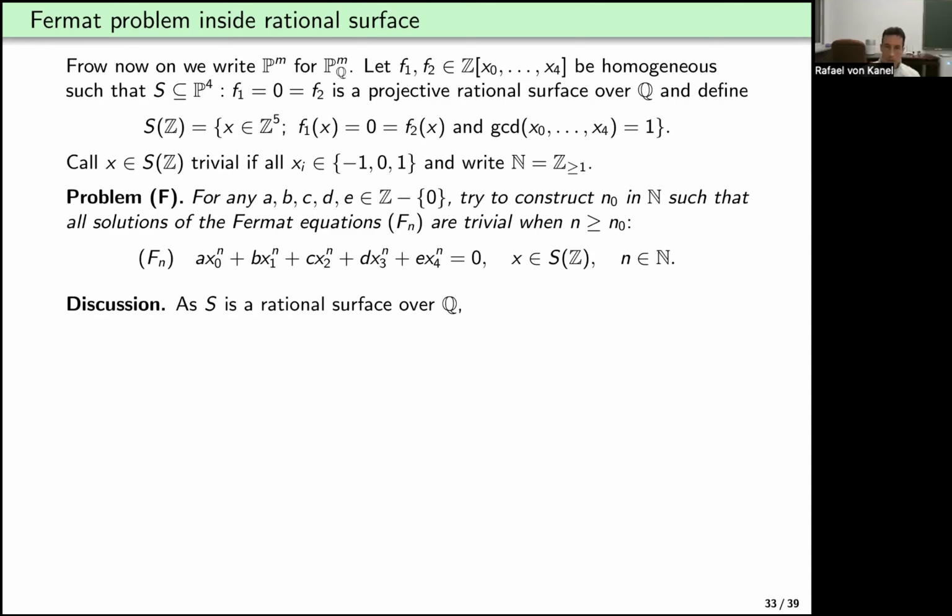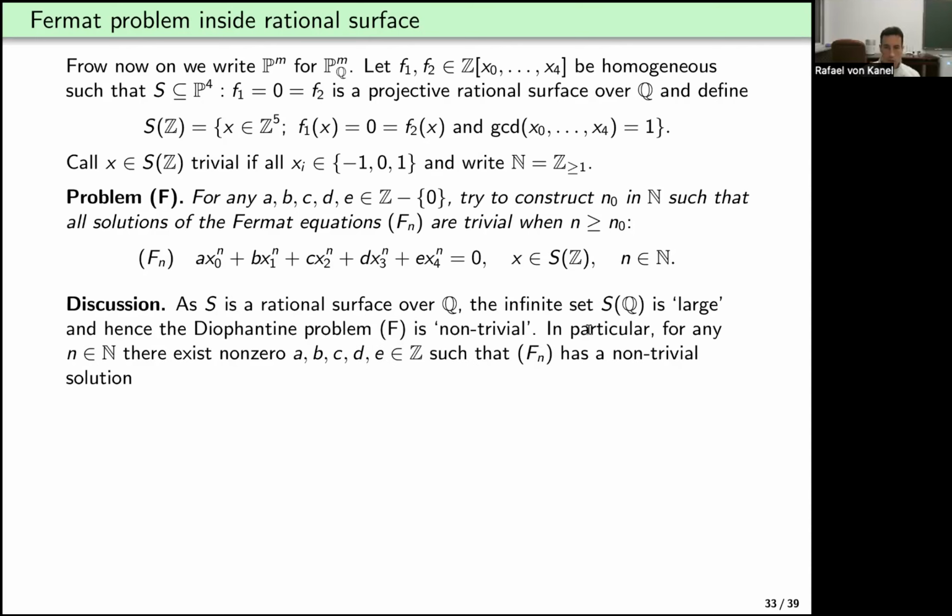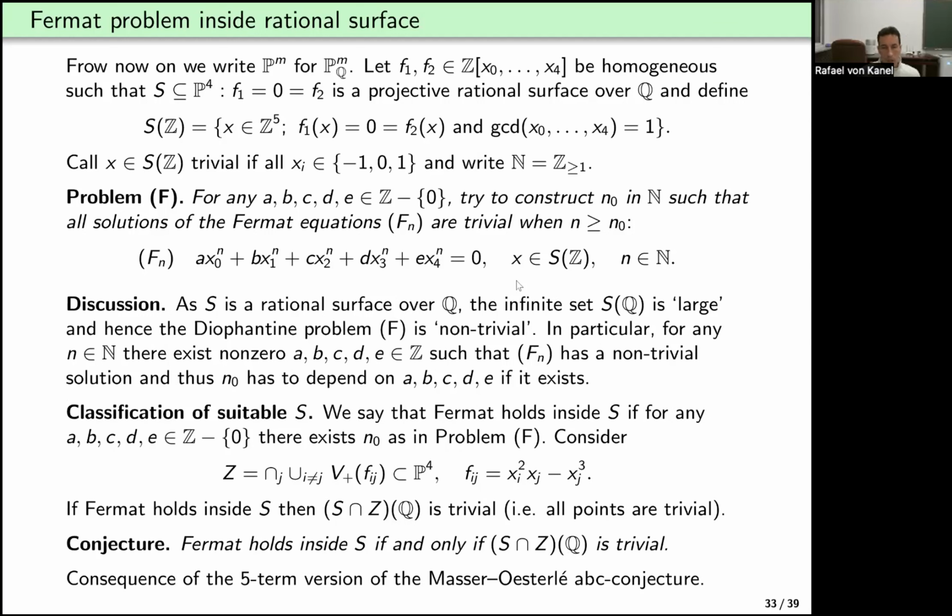And then, for example, one can show, because the set S(Q) is kind of large, that this problem is non-trivial. So one can always construct for each n some coefficients such that this F_n has a non-trivial solution. So this means that n0 has to depend on the coefficients. Then also one can study the problem for which rational surfaces this problem actually makes sense. And using some higher dimensional version of this Masser-Wüstholz ABC conjecture, one can give a conjectural description for the rational surfaces for which one can somehow expect the positive answer to this problem.